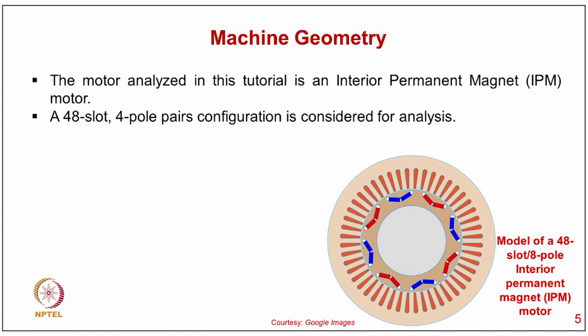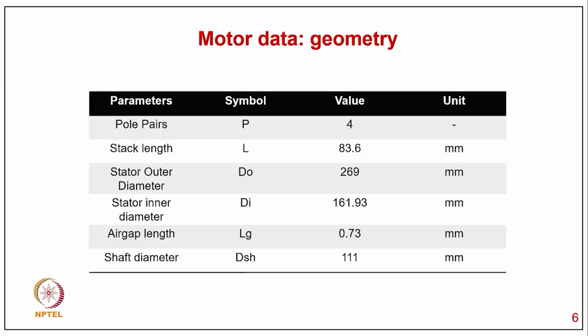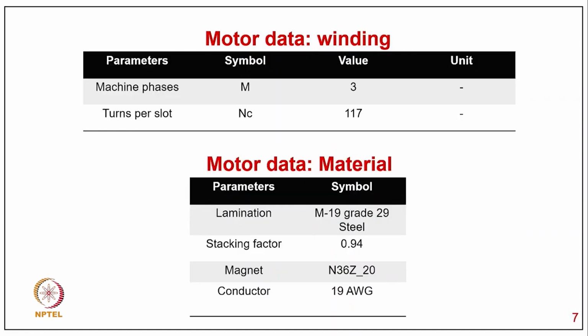So, a model of 48 slot with the 8-pole interior permanent magnet motor. Here are the geometry parameters with symbol, value and unit. The number of poles P equal to 4, stack length L 83.6 millimeter, stack outer diameter DO 269 millimeter, and stator iron diameter DI equal to 161.93 millimeter. Air gap length LG equal to 0.73 millimeter and shaft diameter DSH 111 millimeter. Machine phases M equal to 3 and turns per coil NC equal to 117.